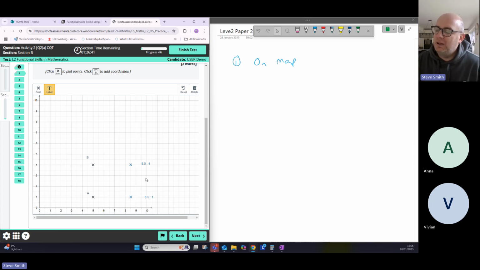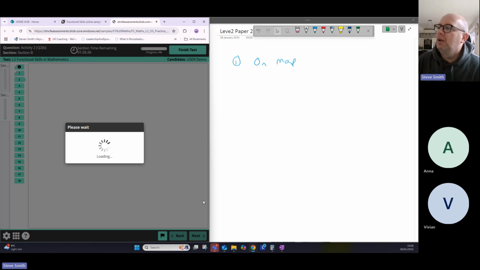2 marks for labeling 2 points on a grid. We've now got 3.5 here, 3 on the way up. We've labeled them both. Along the corridor and up the stairs, we say the horizontal number first and then the vertical number. Now let's move on.